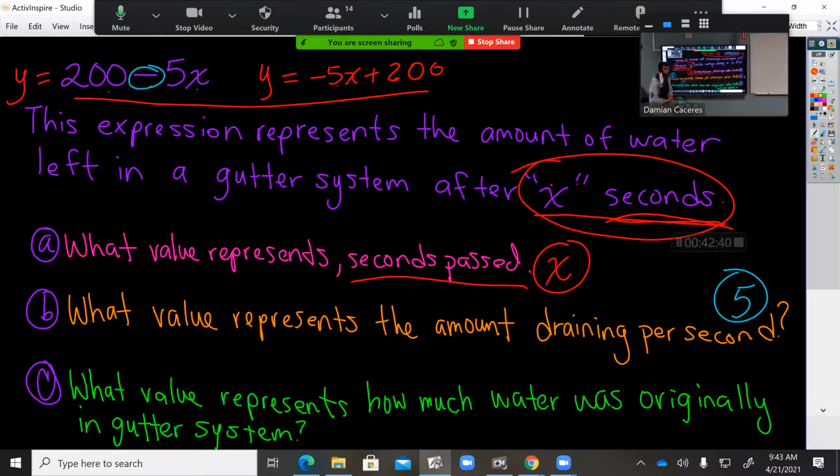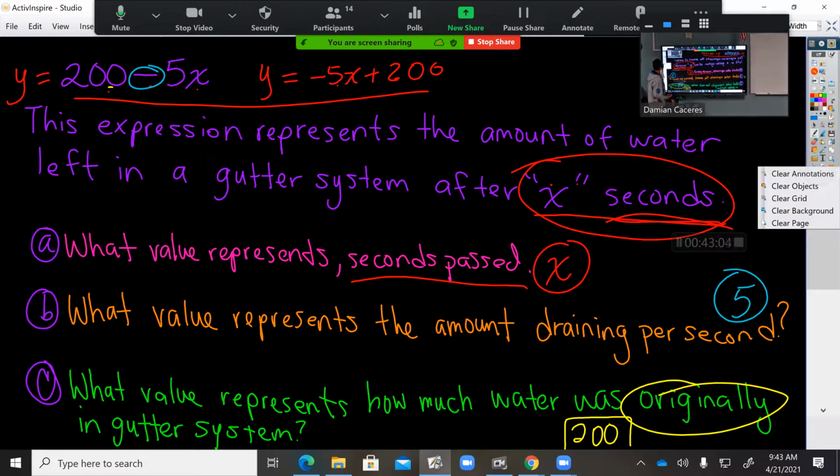And now the last example, letter C. What value represents how much water was originally in the gutter system? Any starting value is the number that has no variable attached to it, the constant. So in this case, 200 has to be the starting point. Done. We got both answers.